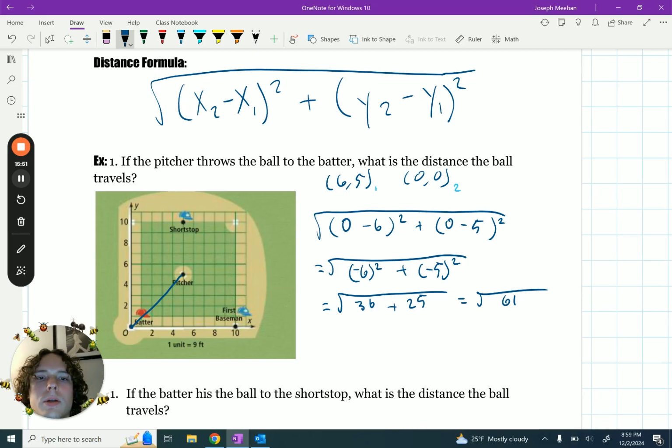So if the pitcher throws the ball to the batter, what is the distance the ball travels? It travels the square root of 61 feet, I guess we'll call it. They want us to convert it down here. I'm not going to do that. We're just going to call it feet.